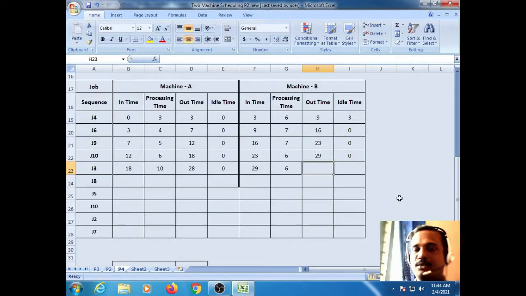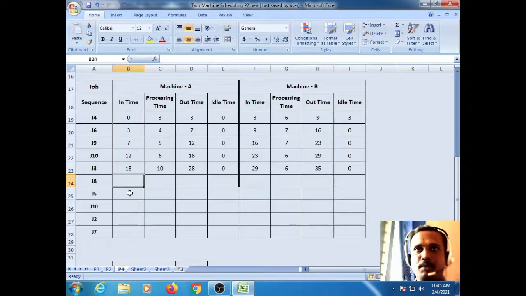Okay, so here we have to calculate out time. So 29 plus 6, 35. And what is the idle time here? 29, 29. So here we have to take 0. There is no gap, so the machine didn't wait for any job.